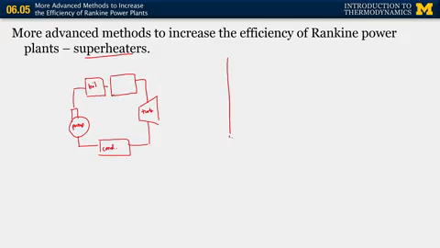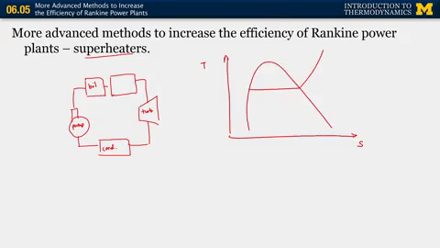Okay, on my basic temperature entropy diagram, we had 1, 2, 3, 4, and again, where we said this is going to be the entrance state to the turbine.